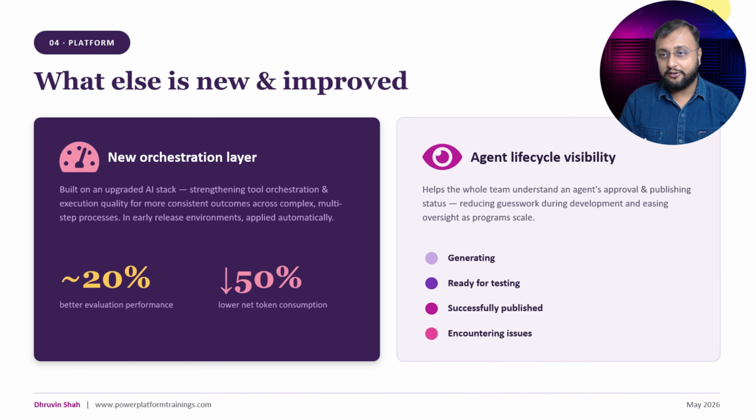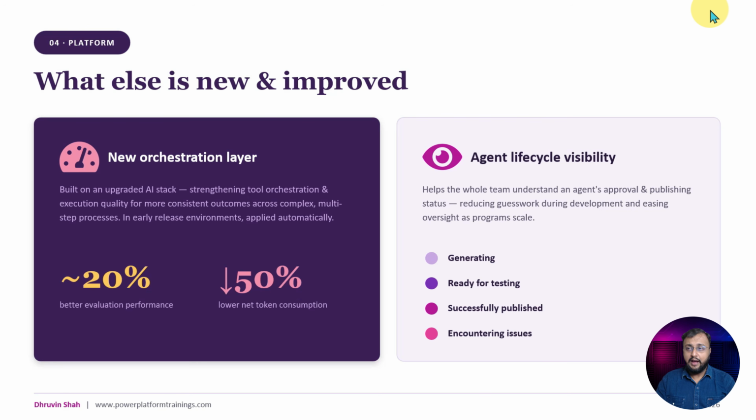Of course, try it out in your environment so that you can check out this performance and the better way of orchestrating your agent. Another interesting improvement is around agent lifecycle visibility. What do I mean by that? Agent lifecycle visibility updates help the team understand whether an agent is in generating mode, ready for testing, successfully published, or whether you are resolving an issue. Basically, it reduces the guesswork during development and makes it easier for IT teams to manage deployment at scale. So that has been improved as part of the platform updates.